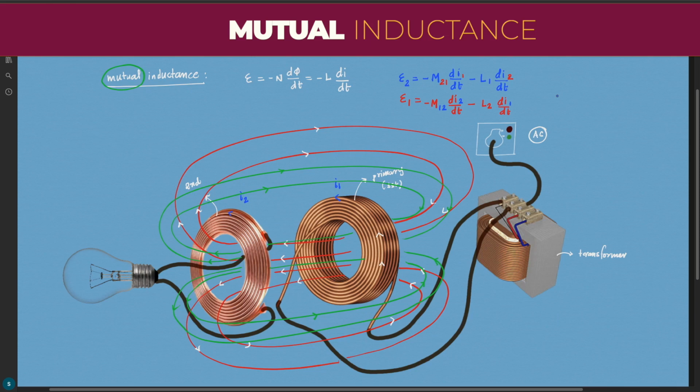But the astonishing fact is that, surprisingly, the mutual inductance for the primary coil and the mutual inductance for the secondary coil are equal. And why are they equal? Yes, definitely I'm going to answer this question in the very next video.